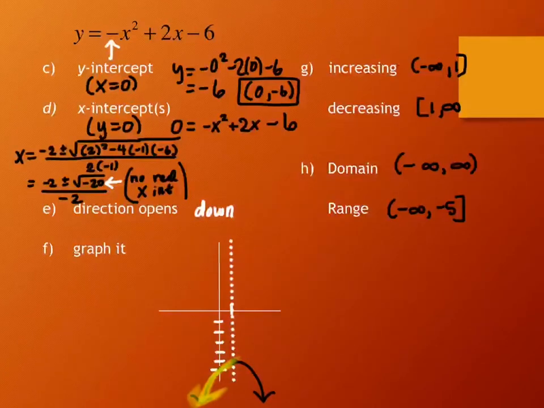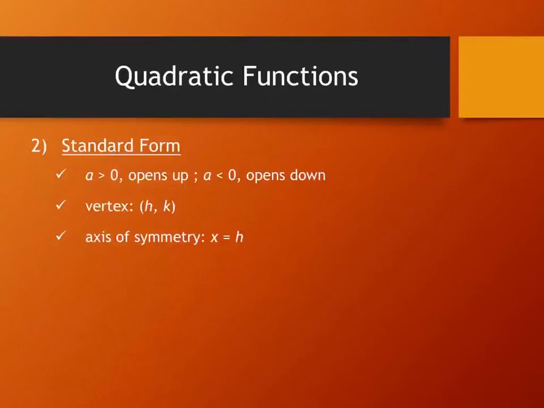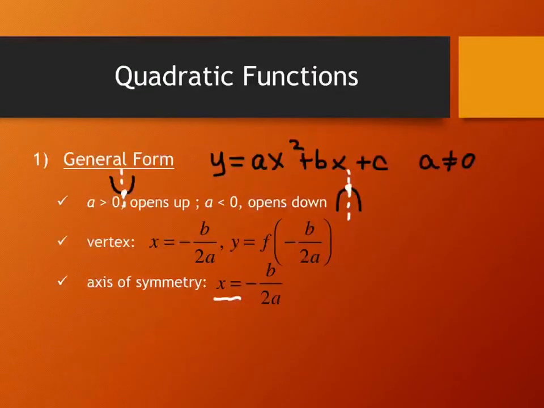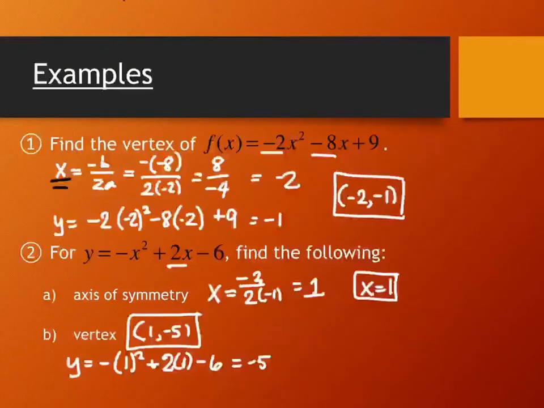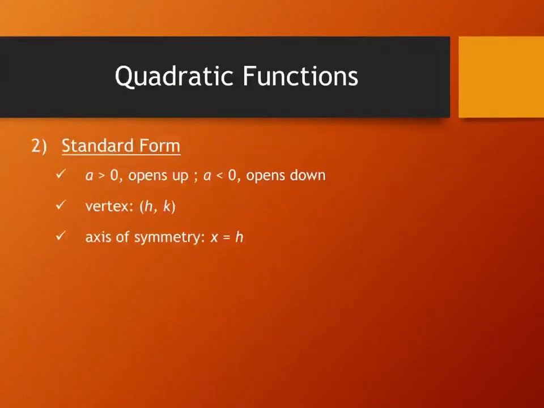All right, so the next thing we're going to do is look at the other form of a quadratic equation, or quadratic function. This is called standard form. So the first one is called general form. It's ax squared plus bx plus c, right, like this one. And then this is standard form, and standard form looks like this. y equals, you have your a value, and then it's x minus h, quantity squared, plus k.